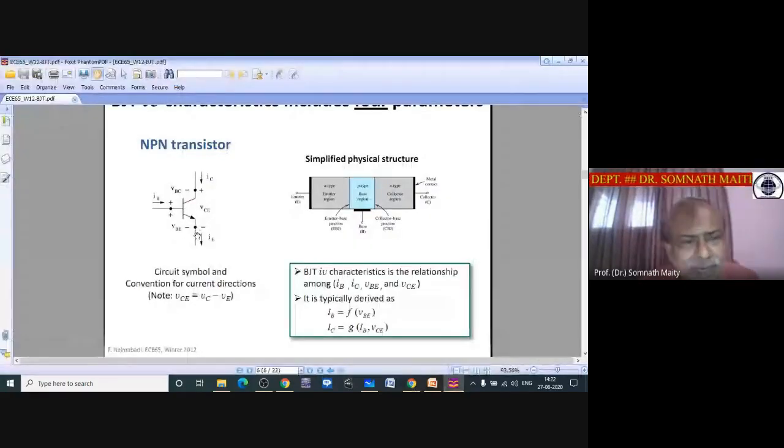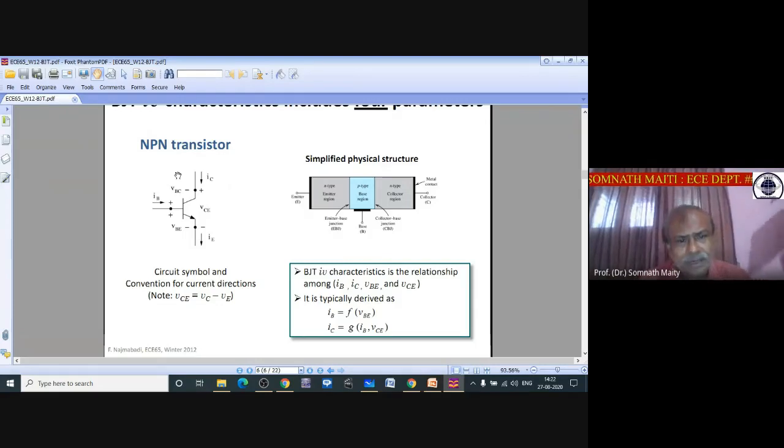It's a three-terminal device. One is base, another is collector, another is emitter. We have considered the NPN transistor. So three terminals, two junctions. A transistor is characterized by voltage and currents. Since there are three terminals, there will be three currents: collector current, emitter current, and base current, and three voltages. What are those? Base to emitter voltage, base to collector voltage, and collector to emitter voltage.